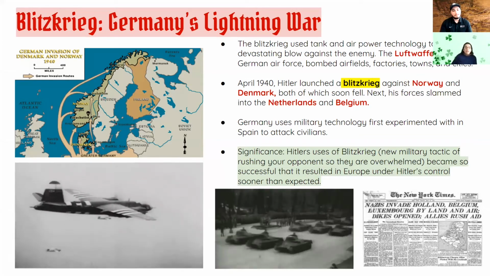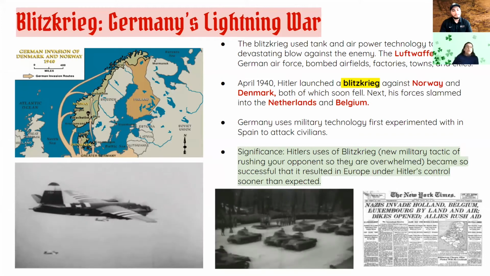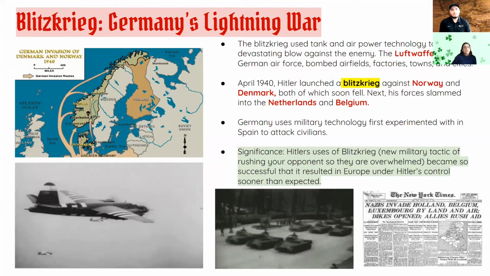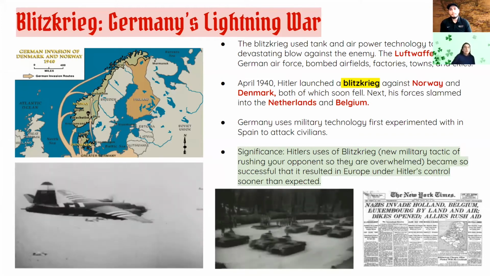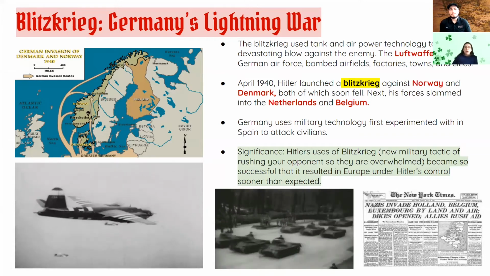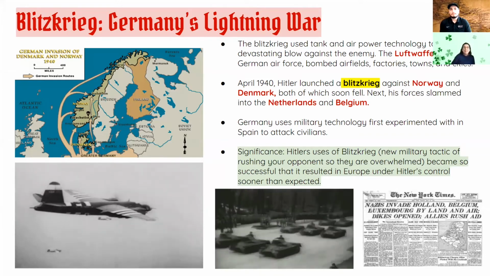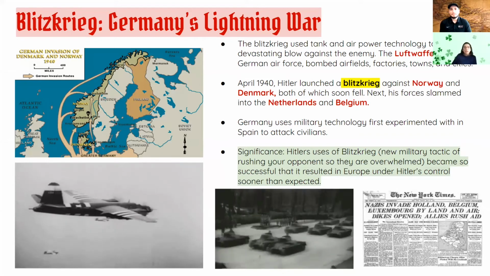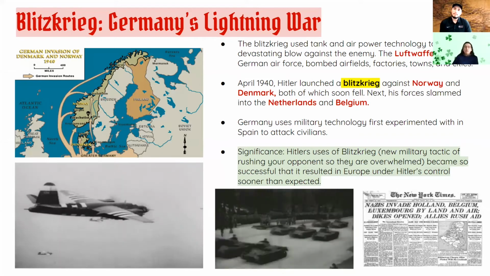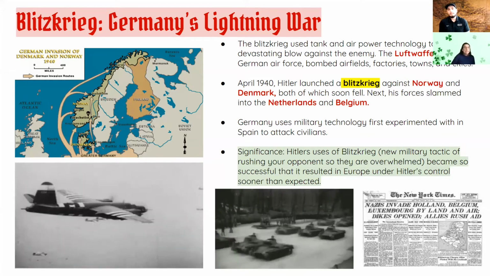But we do advance, and the advancement is called Blitzkrieg. It's called Germany's Lightning War. The Blitzkrieg used tank and air power technology to strike a devastating blow against their enemy. The Luftwaffe, or German Air Force, bombed airfields, factories, towns, and cities.